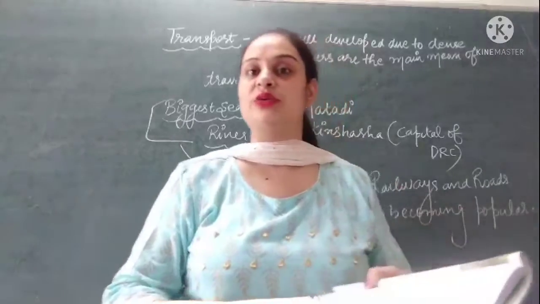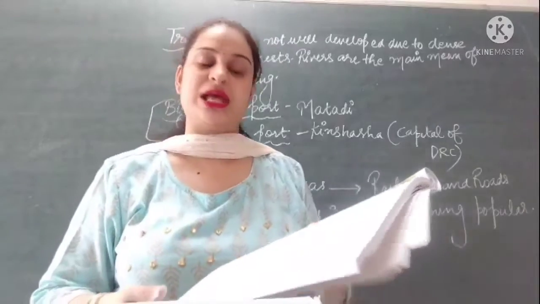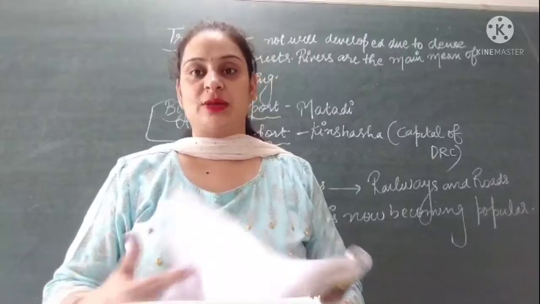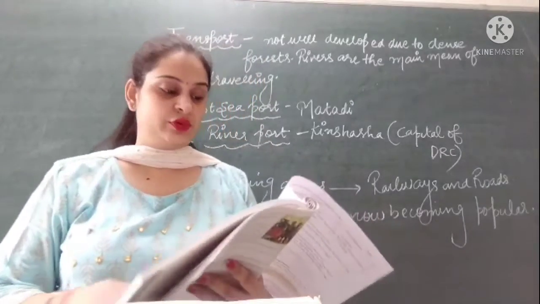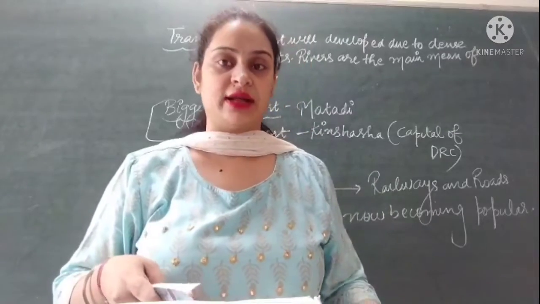Then we have to find out the names of the following: any two food crops, any two minerals, two cities, two animals, two trees. We have discussed all of these in this chapter. So you all have to try to do the activities.